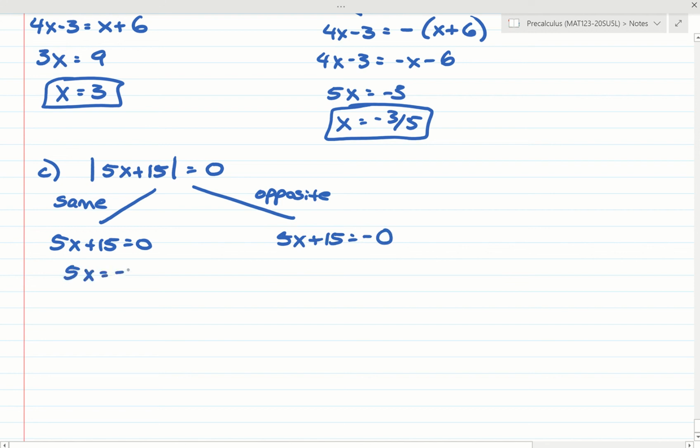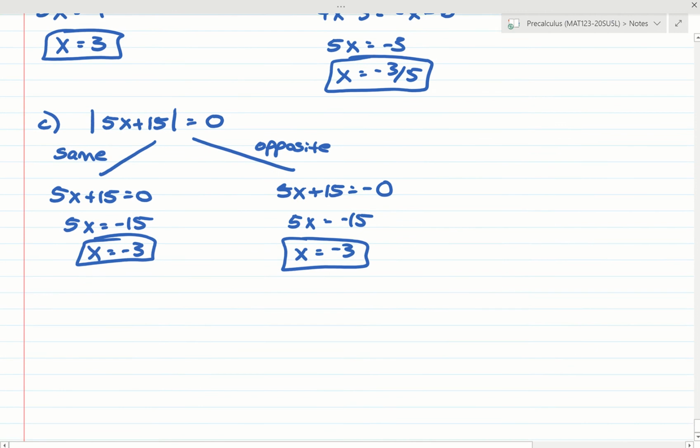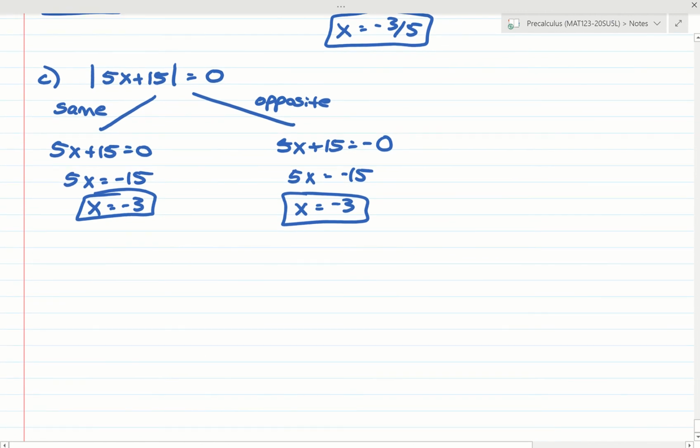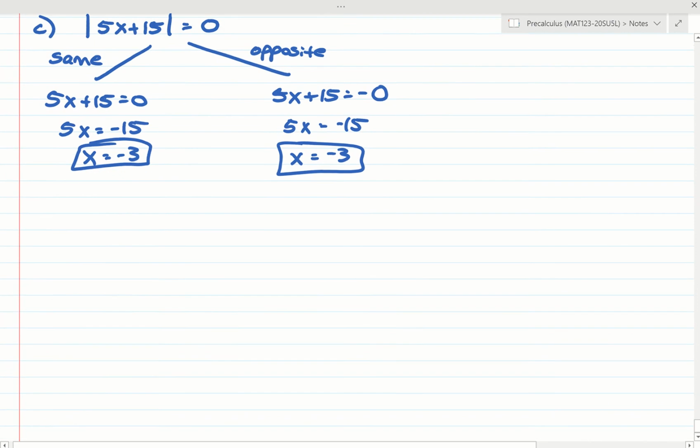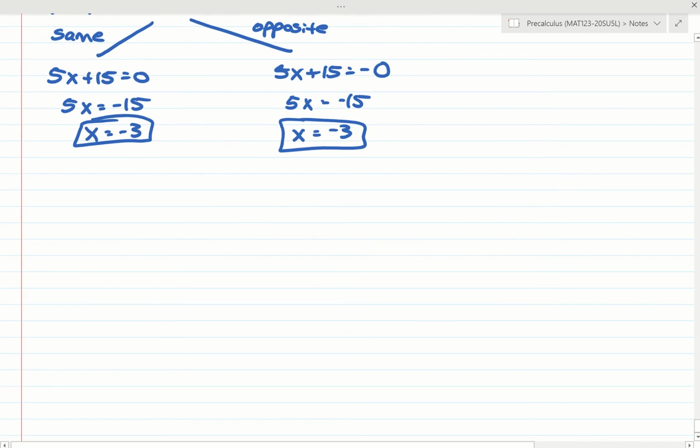We have 5x is negative 15, so x is negative 3. Bring the 15 over, and we get x is negative 3. All right, so that's what that would look like. You could always check your answer, plug in negative 3, you get negative 15 plus 15, of course, is 0. So now let's move on to inequalities.